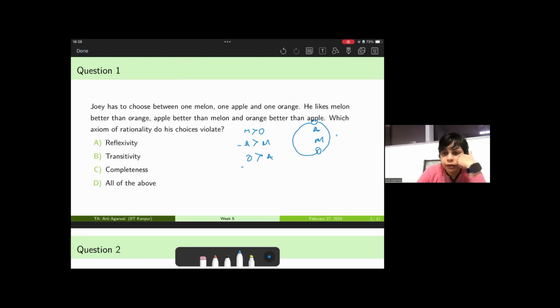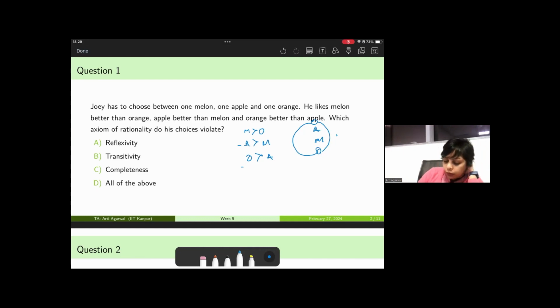First of all, reflexivity, is it followed here? Is everybody following reflexivity? Are all the items ranked or given some sort of a relation? They are, right? We have only three fruits, and each fruit has been given some sort of a preference criteria mapping, right? Let's talk about completeness. Yes, all the fruits have been given. Sorry, that's what I meant by completeness.